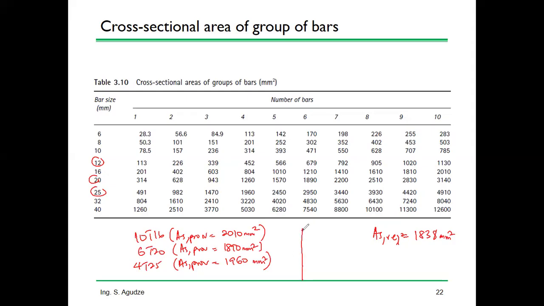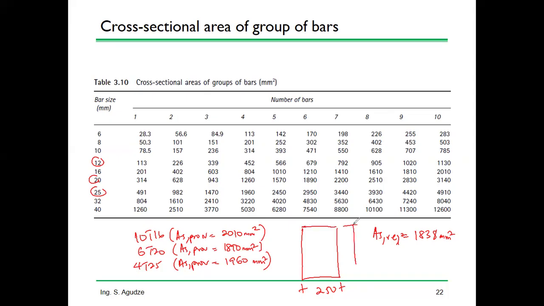Our section is having a width of 250. And we know that the minimum spacing should be aggregate size plus 5, which we looked at in the previous lecture. Now, supposing I'm adopting 10T16, look at this section.